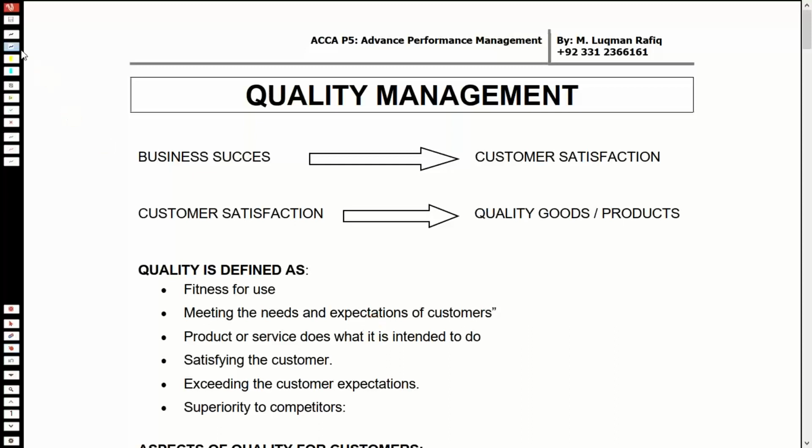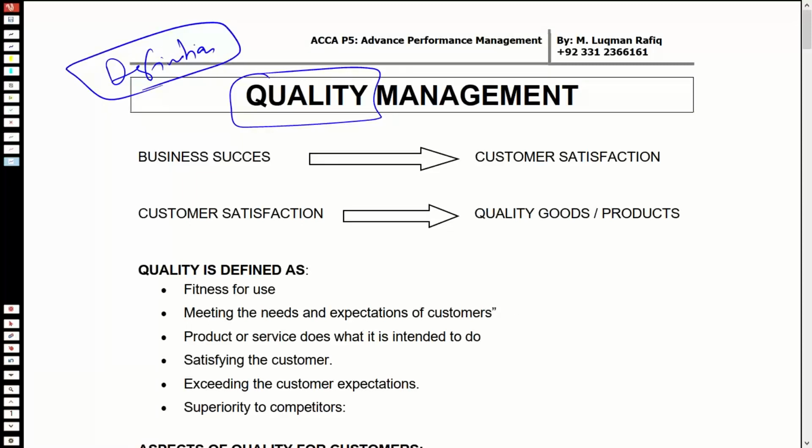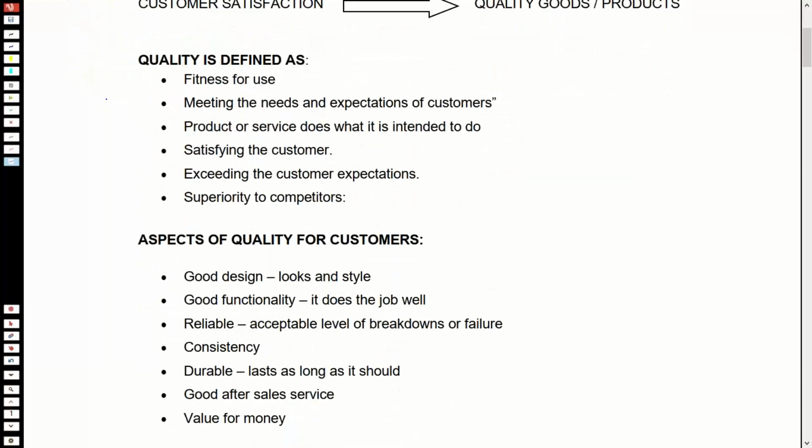When we talk about the concept of quality, let's understand that there is no single definition of quality. I repeat, there is no single definition of quality. What exactly do you mean by quality? There are different ways of understanding it. For some people, if something is fit for use, it is considered a quality good, product or service. The second is that if you are meeting the needs and expectations of customers, you are providing a quality service.